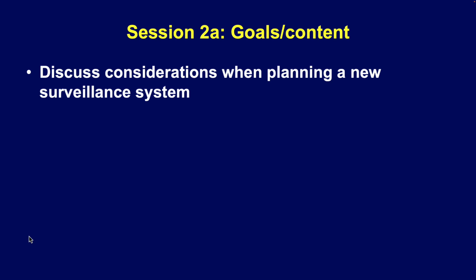In terms of lecture content, we'll discuss considerations to take into account when planning a new surveillance system, and then we'll delve into some of the key attributes of surveillance systems, which can be useful not only for when you're designing a new surveillance system, but also when you're evaluating an existing surveillance system. For example, to assess the extent to which a surveillance system is serving its purpose, or whether a surveillance system is useful from a public health standpoint.